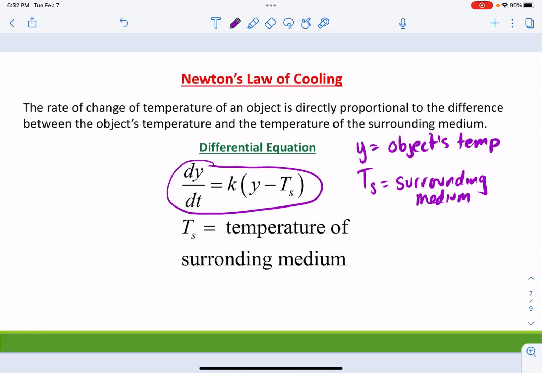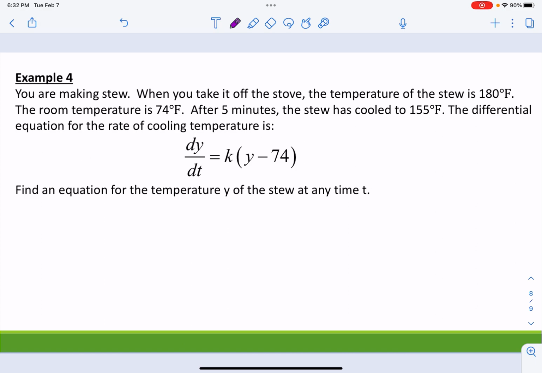Do I expect you to memorize that? No. Do I think this is really fun and cool? Yes. Why do I think that? Because I take a frozen pizza out. I cook a frozen pizza in the oven. I take it out of the oven. I need to know when I can eat it. Okay. So, making a stew.